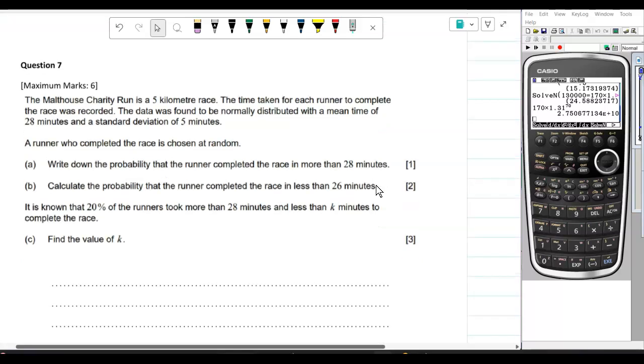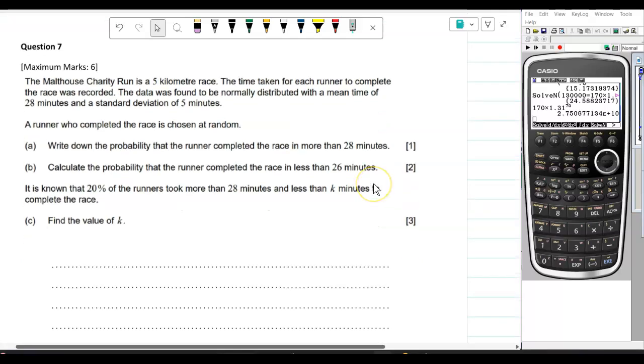Next. The Malt House charity run is a 5 kilometer race. The time taken for each runner to complete the race was recorded. The data was found to be normally distributed with a mean time of 28 minutes and a standard deviation of 5.